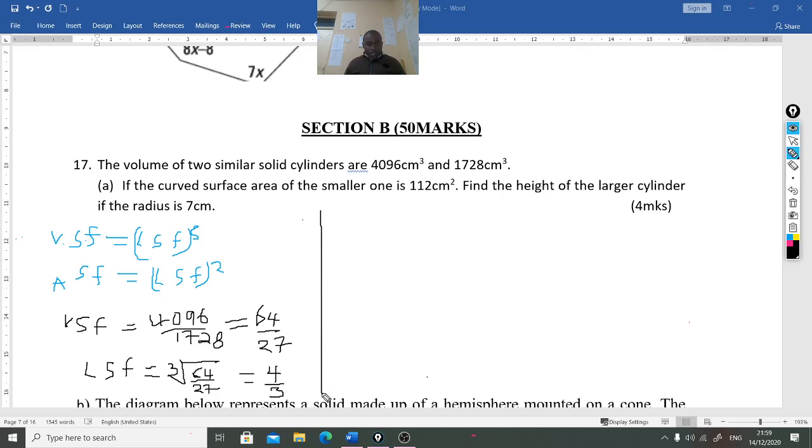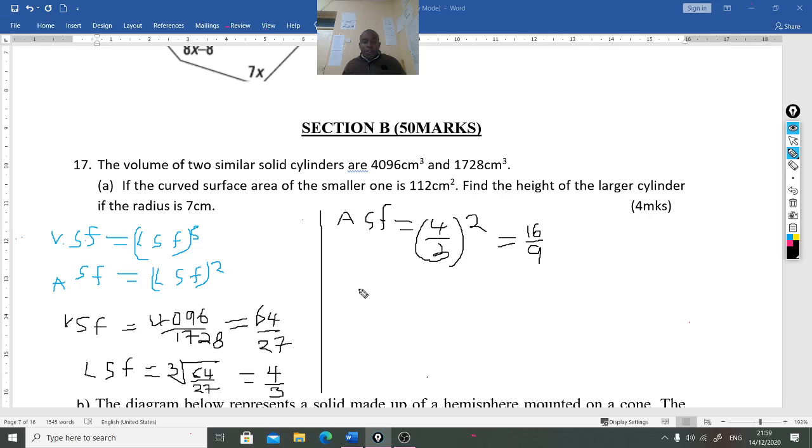Remember we have been given the curved surface area of the smaller cylinder. So that means we find the area scale factor, so that we consider areas. Area scale factor will be equal to linear scale factor squared, which is 4 over 3 squared. 4 squared gives you 16, so you get 16 all over 9. So that is the area scale factor.